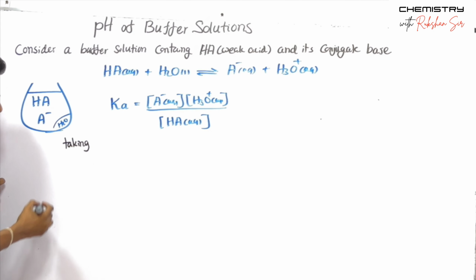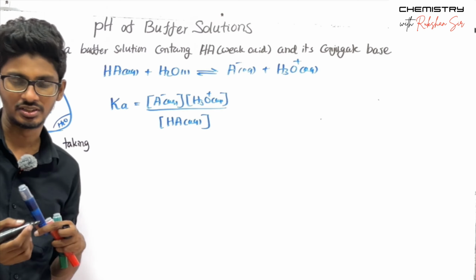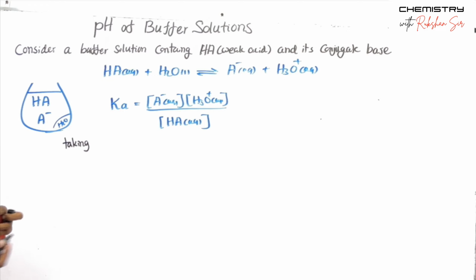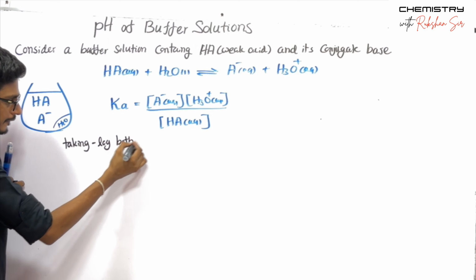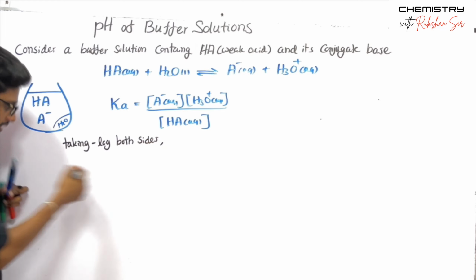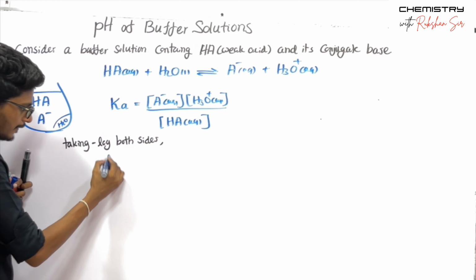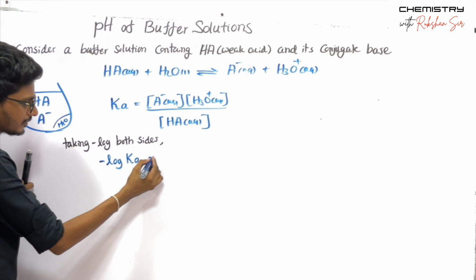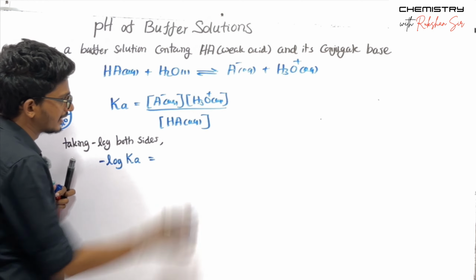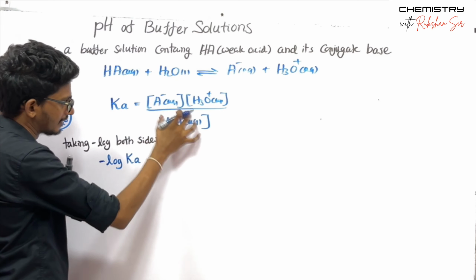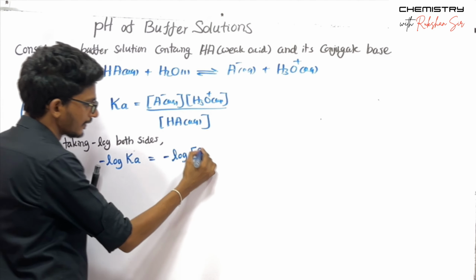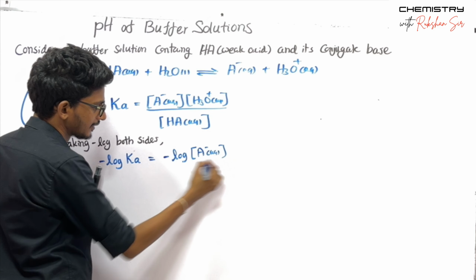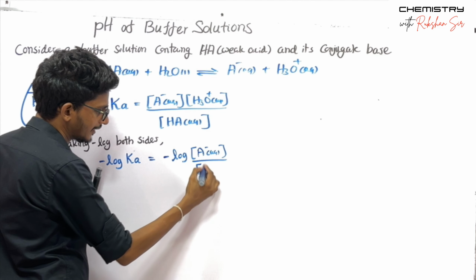I am trying to come up with some relationship, or one can say I am going to come up with some equation which can be used for buffer solutions, right? So taking minus log of both sides, we come up with minus log Ka is equal to, I take these two things at once, minus log [A minus] over [HA].